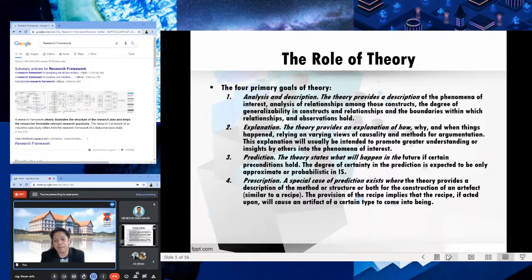Number 2 is explanation. In some studies, theories come as an explanation. Explanation can be based on the results, on the arguments that we develop during our experiment, and how we understand and come up with the theories. Prediction and prescription: normally we use theories to state what will happen in the future.